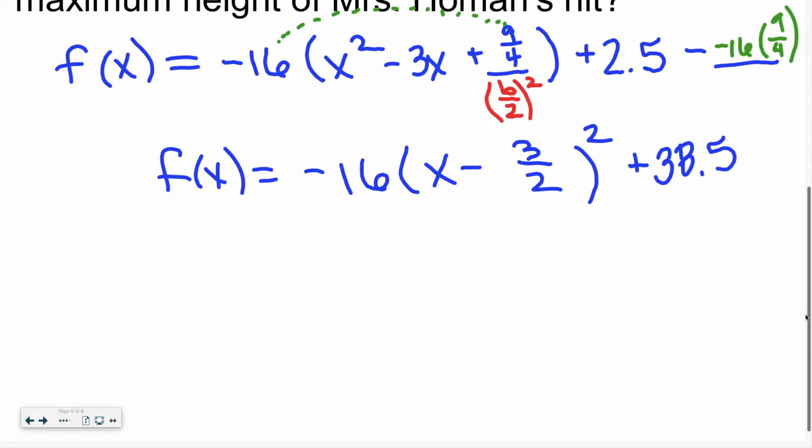All right, so now we are in standard form. Emma's group said we need to identify the vertex so we can figure out our maximum. So our vertex is at 1.5. I'm just going to change 3/2 to 1.5 so that we're consistent here, since our y value is 38.5.